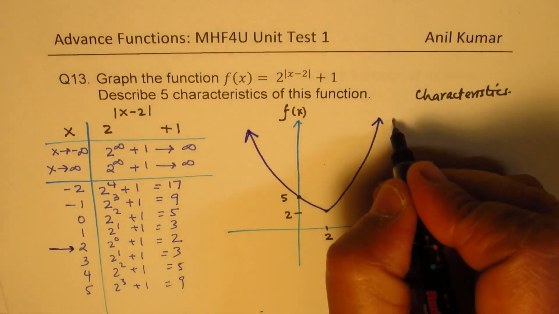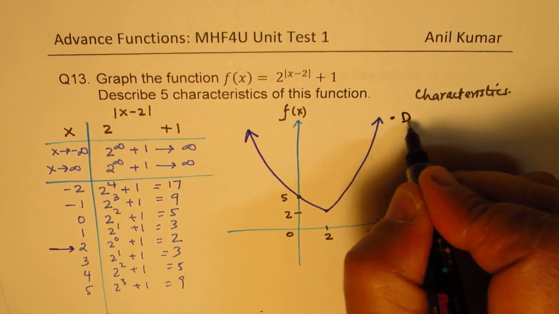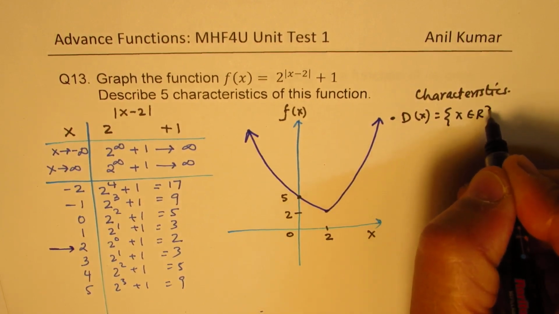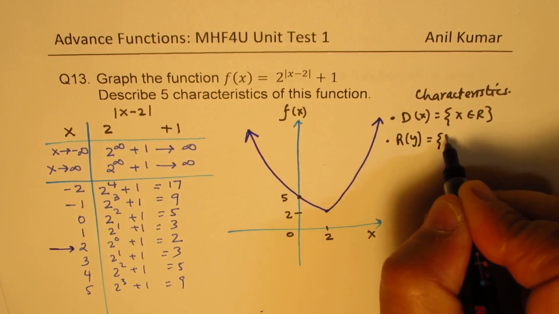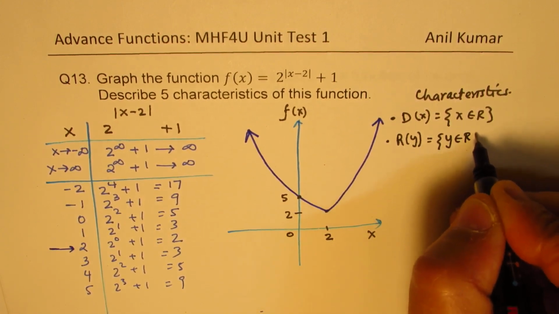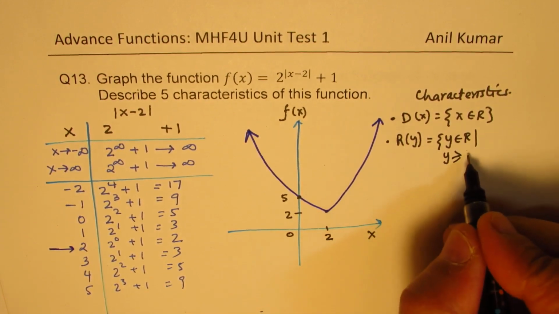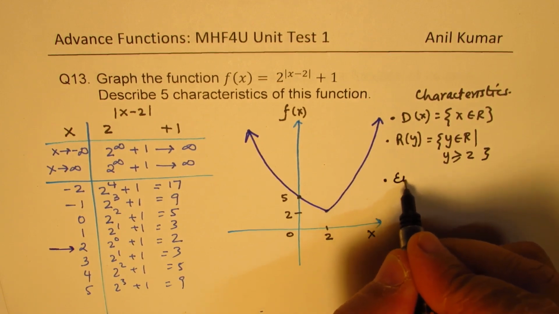So the first characteristic which I'm going to write here is the domain. So the domain of the function is x belongs to real numbers, right? The second one is the range. So as far as the range is concerned, y belongs to real numbers. However, we see that the y value is always greater than or equal to 2. Correct? Now, end behavior.